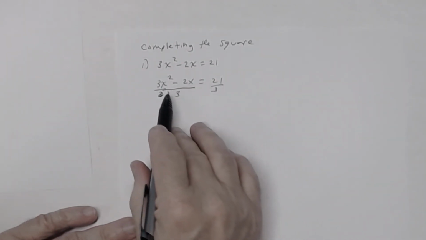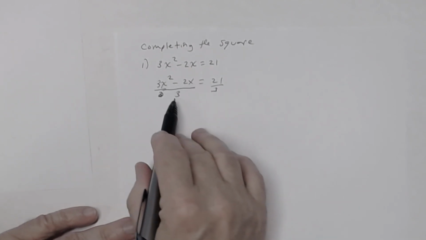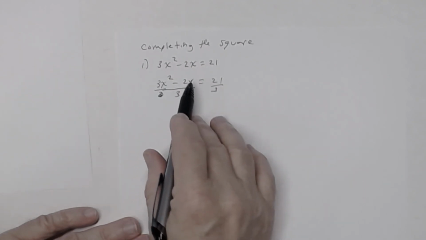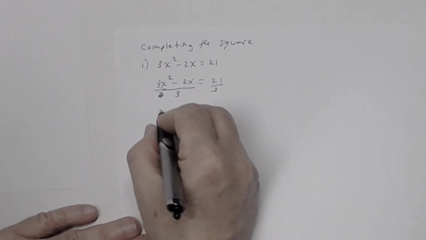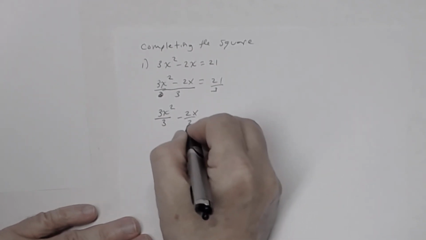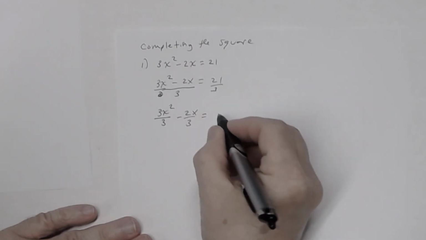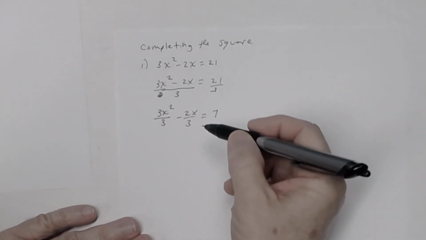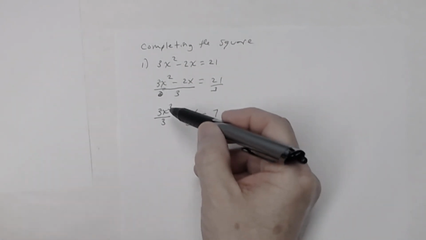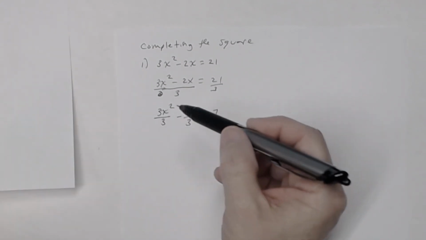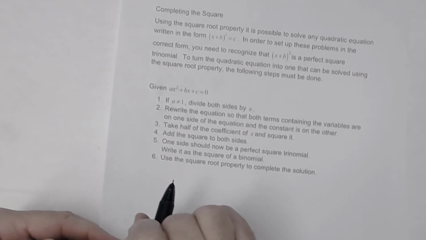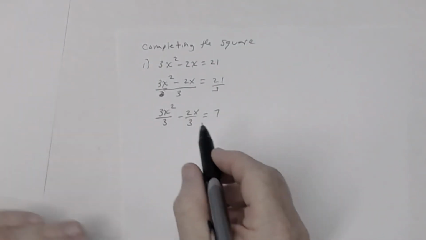Now notice that on the left-hand side, you have this polynomial divided by this monomial. So what you want to do next is rewrite this as separate fractions. You're going to have 3x squared divided by 3 minus 2x divided by 3 equals, and then 21 divided by 3 is 7. I can also simplify 3 over 3, because remember, you want x squared to have a coefficient of 1. So if a does not equal 1, then you divide both sides by a to get that coefficient to be a 1.